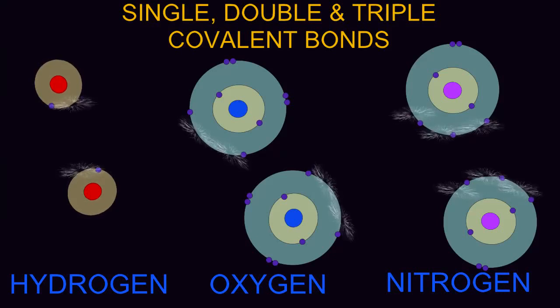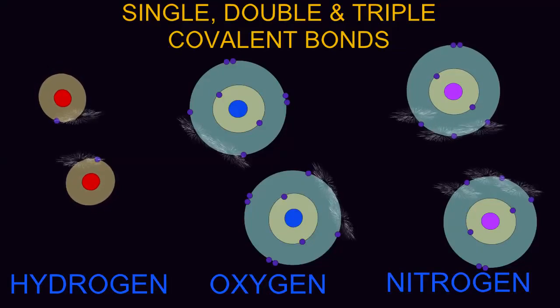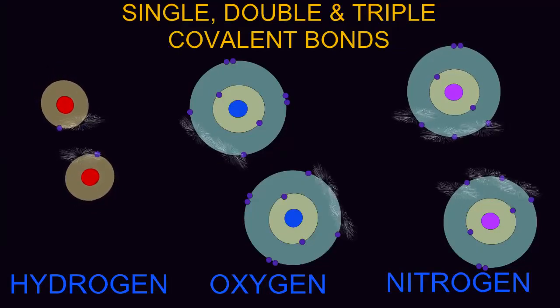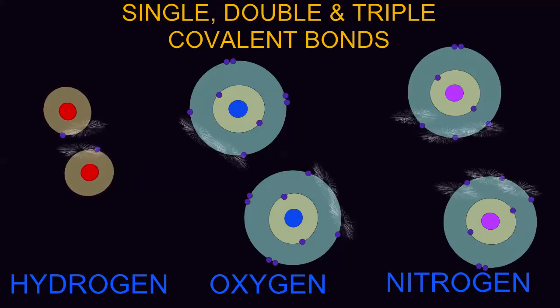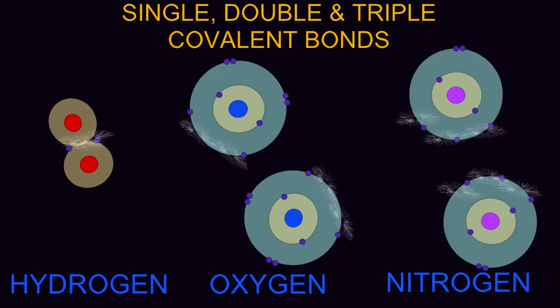This hydrogen atom has one electron in its outermost shell, but this outermost shell holds two. So this hydrogen atom needs one electron to fill its outermost shell, which is a more stable configuration.